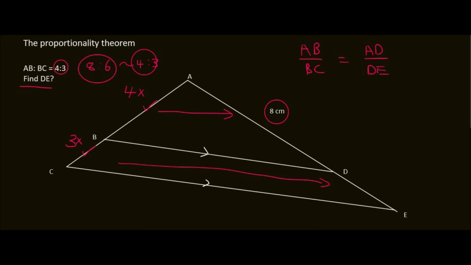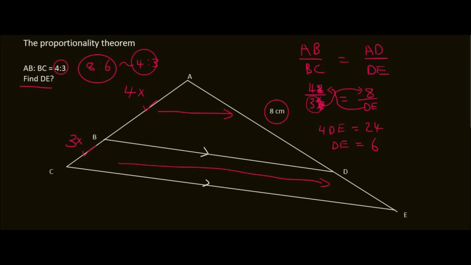I then fill everything in. So AB is 4x, BC is 3x, AD is 8, and DE we don't know. Notice how these x's will cancel. That won't always happen. Then we do cross multiplying. So if we take this up to the top, we end up with 4DE, and then we take this 3 up there, and that gives us 24. We then get DE by itself, and that will give us a value of 6.